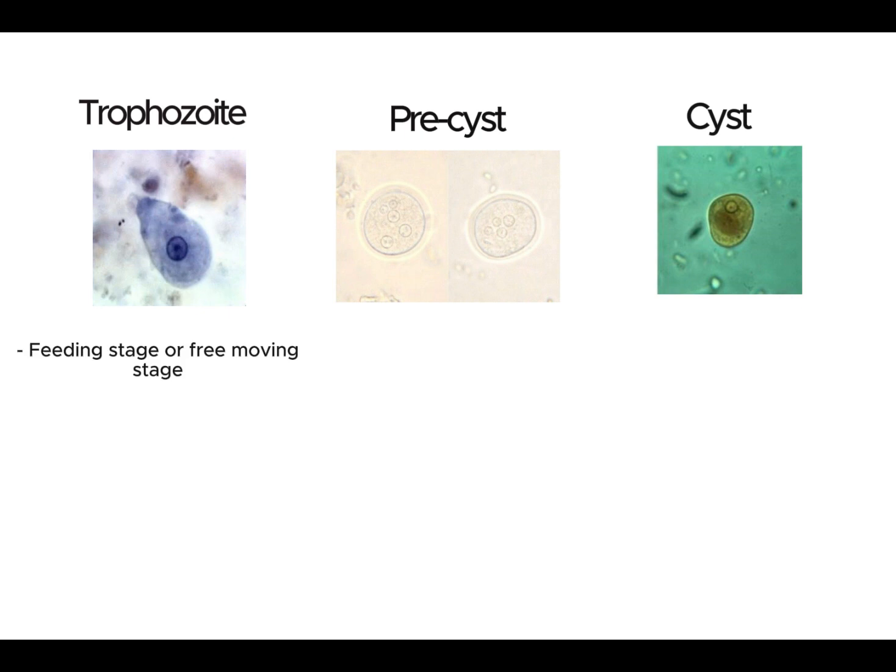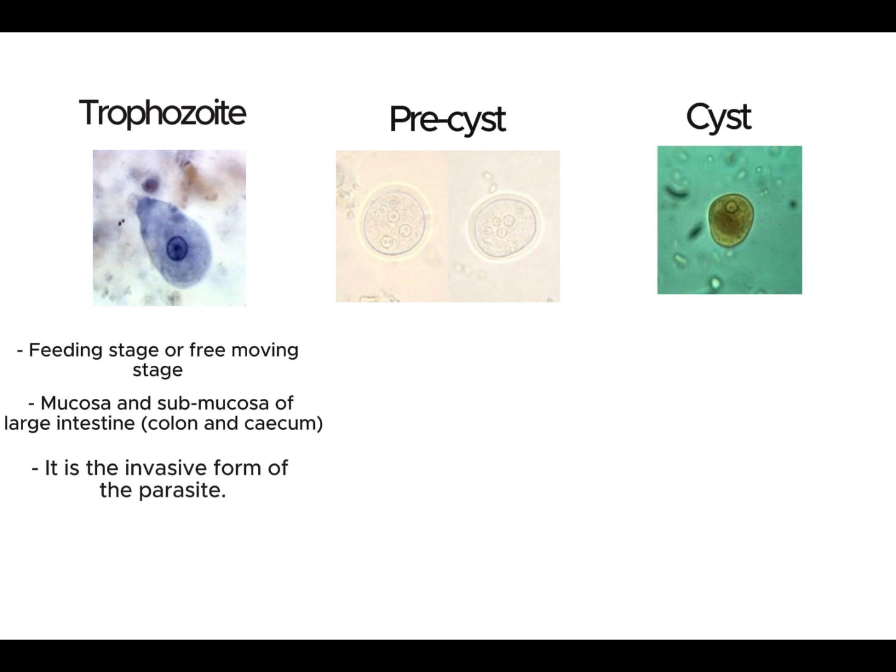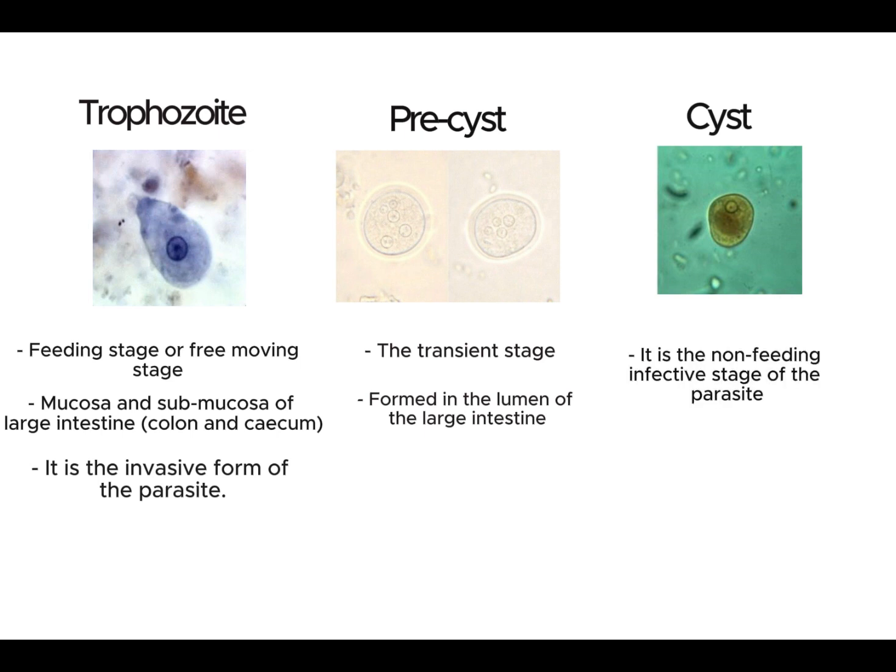Trophozoite, or feeding stage or free-moving stage, lives in the mucosa and submucosa of the large intestine, especially in the colon and cecum. It is the invasive form of the parasite. Precyst is the transit stage between the trophozoite and cyst, formed in the lumen of the large intestine. The third form, cyst, is the non-feeding infective stage of the parasite found in the lumen of the large intestine.